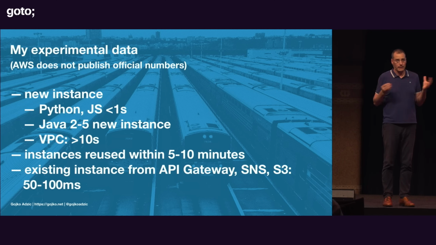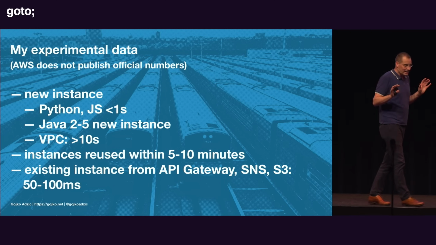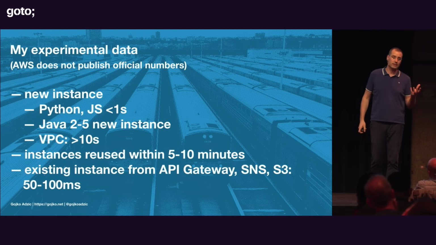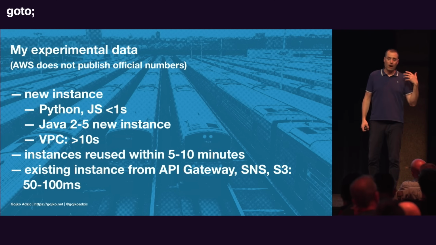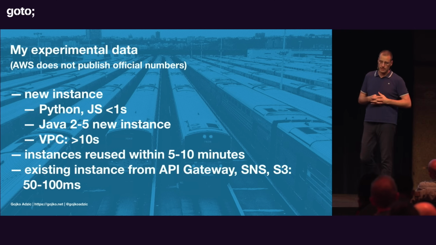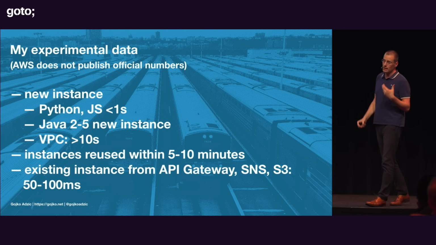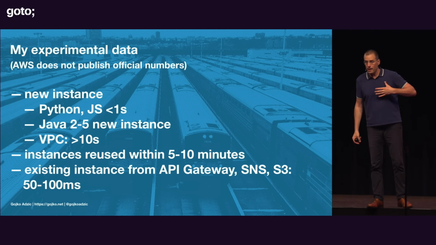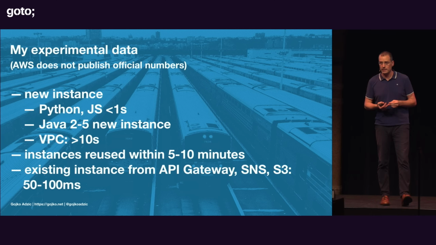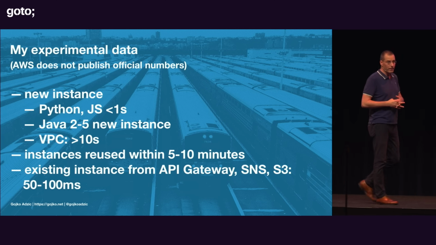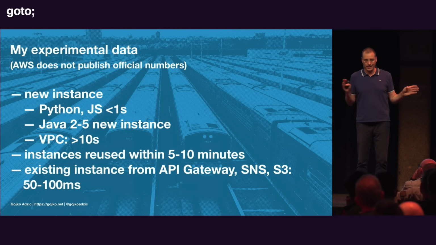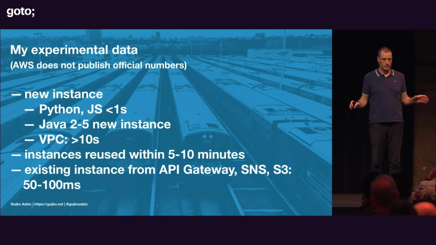My experimental data, since Amazon doesn't really publish any official data about this, is that for a new instance, a new version of the function, or when the existing instances can't cope with capacity, if you're doing stuff in Python or JavaScript, it's less than 1 second. If you're doing stuff in Java, it's a couple of seconds. And if you attach it to a virtual private network, virtual private cloud, it's more than 10 seconds, so that's useless for that.